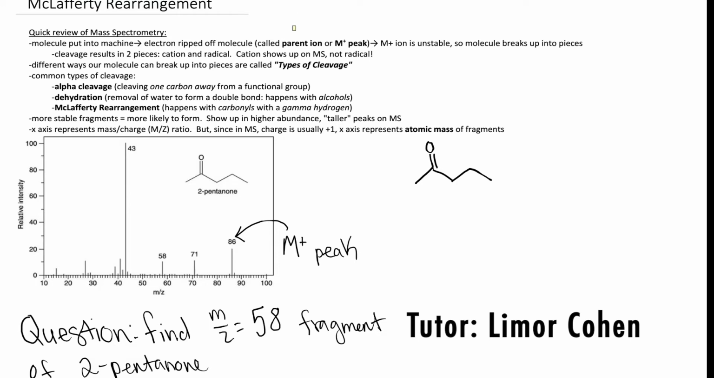Today we're going to be discussing a topic called McLafferty Rearrangement. This is a concept that you'll see a lot with mass spectrometry, so let's just do a quick review of how mass spec works. So basically how it works, you put a molecule, so say we have 2-pentanone here, into our mass spec machine.